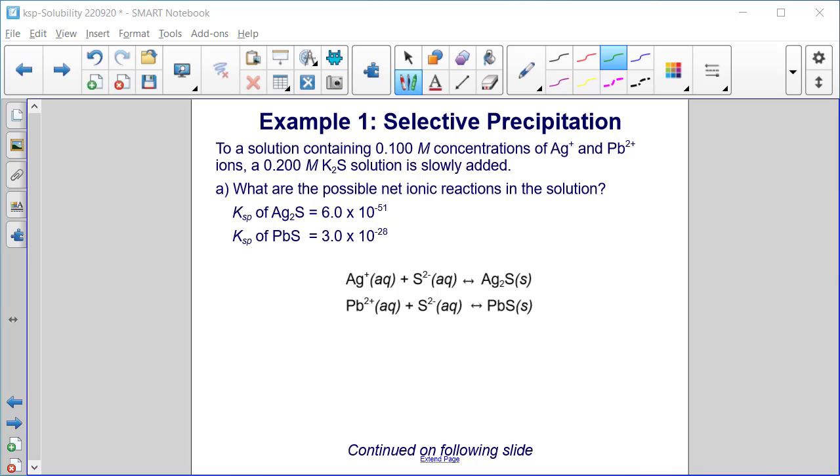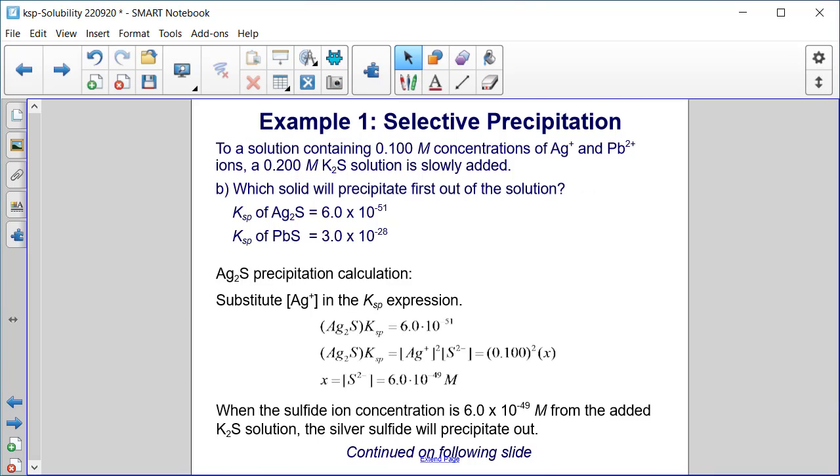All right, so these are both insoluble. They will form precipitates, given these very, very small Ksp values, and also what we know from our solubility rules. So the possible net ionic reactions will be between the silver ion and the sulfide ion added from the potassium sulfide solution to form silver sulfide, and the precipitation that occurs between lead-2+ and the sulfide ion to produce lead-2 sulfide solid.